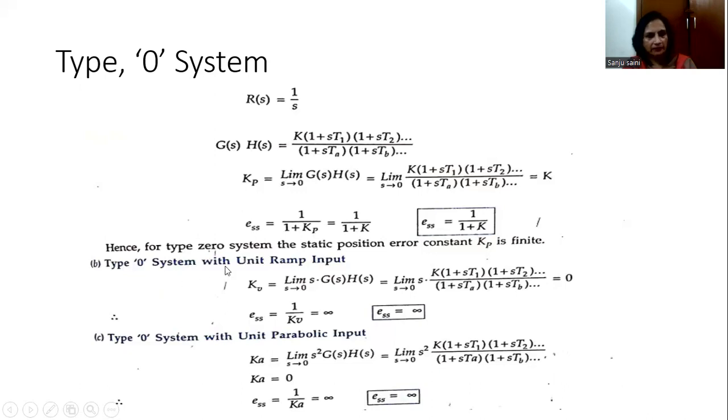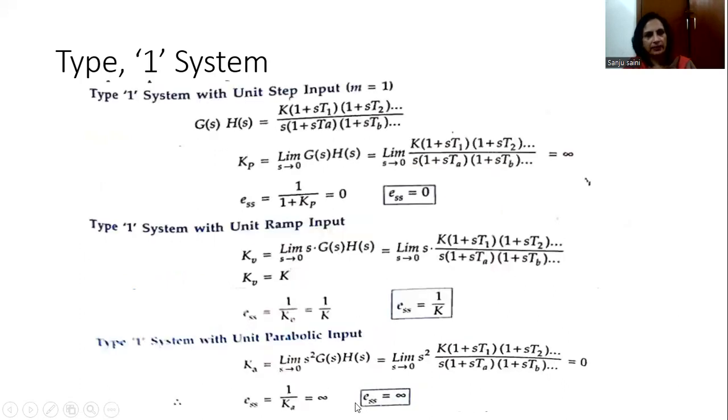Now we have a type 0 system with a unit ramp input. In such a case, for a unit ramp input, the steady state error is given by 1 by Kv, and Kv is equal to the limit of s G(s)H(s) as s tends to 0. This expression gets multiplied by s, and when we substitute s tending to 0, the expression becomes equal to 0. So the steady state error will be 1 divided by 0, which is equal to infinity.